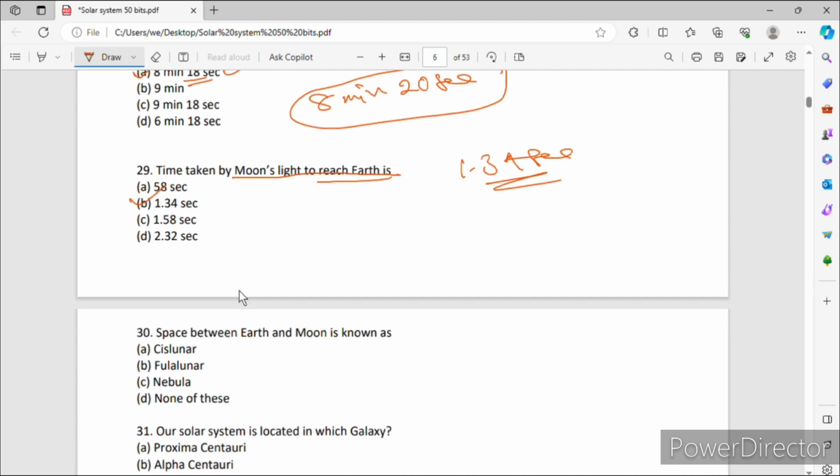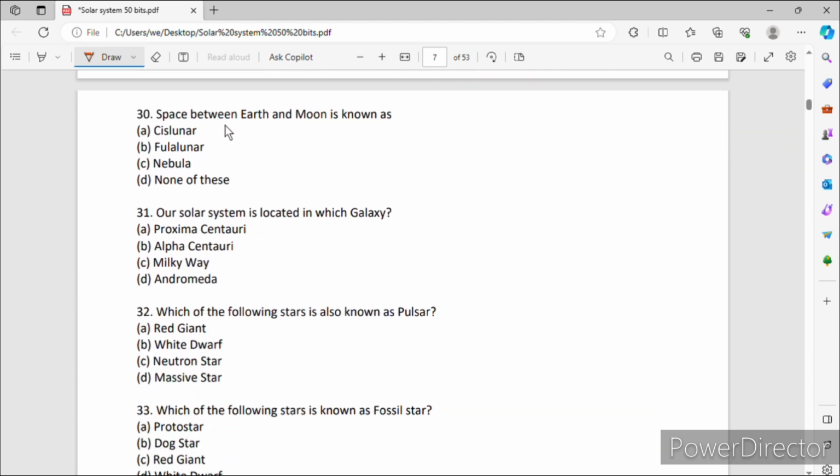And see the next question. The space between earth and moon is called cislunar. So option A is correct.